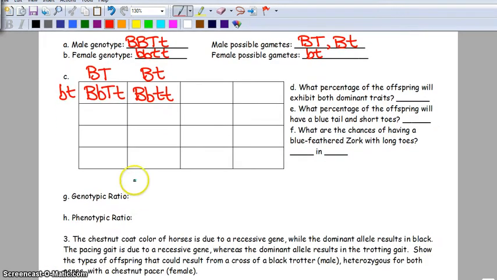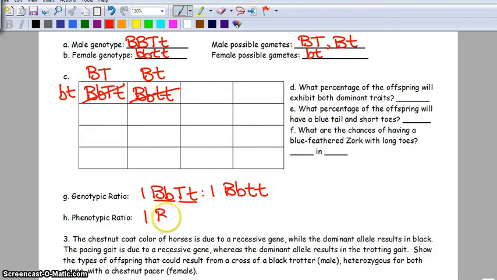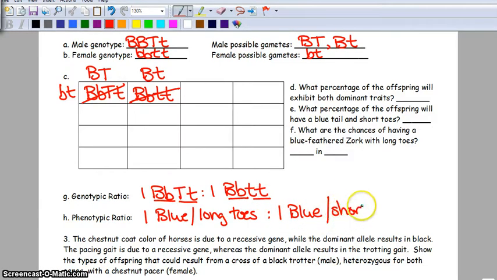Genotypic ratio. If we start up in the corner, we have 1 big B, big T, little t. And then we have 1 big B, little t, little t. Phenotypic ratio, let's see what this means. Big B, little b we know is blue. Big T, little t we know is long toes. So we have 1 zork with blue feathers and long toes. Big B, little b is still going to be blue feathers. Little t is going to be short toes. So then we have 1 blue zork with short toes. All right, let's go back to our questions.